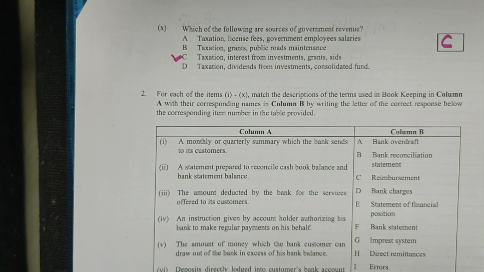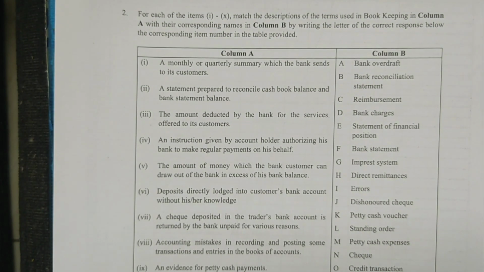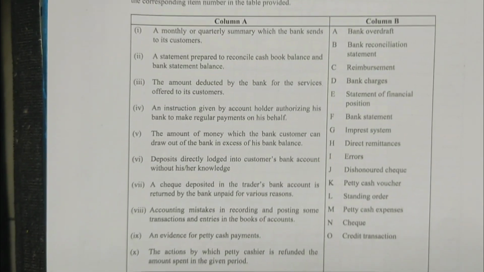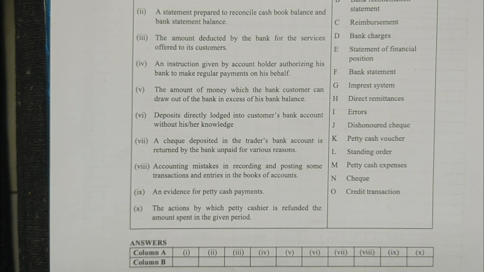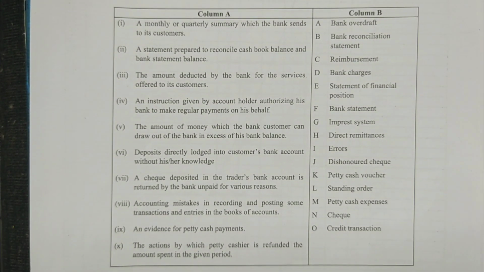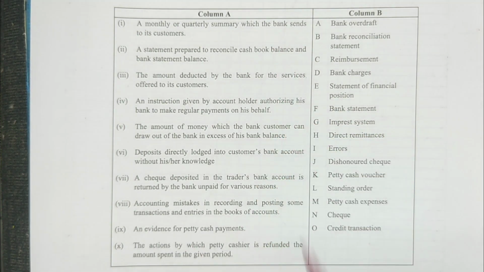Now we will turn to the second question, which is match the pair. For each of the items 1 to 10 from column A, we have to choose the correct response from column B, and then write the correct answer down in the table. Let's turn to the first one, a monthly or quarterly summary which the bank sends to its customers.